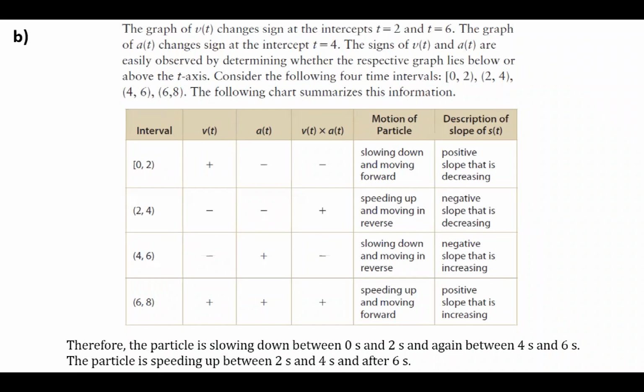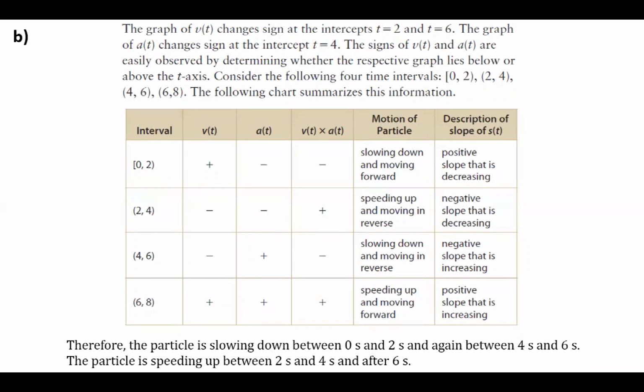So for example, in the second interval from 2 to 4 exclusive, we know v(t) is now negative and a(t) is also negative, right? Therefore, v(t) times a(t) is positive. Then the motion of the particle is speeding up and moving in reverse. Next, in the interval from 4 to 6, because v(t) is negative and a(t) is positive, the product of v(t) and a(t) is negative. Then the particle is slowing down and moving in reverse. That means moving in the negative direction.